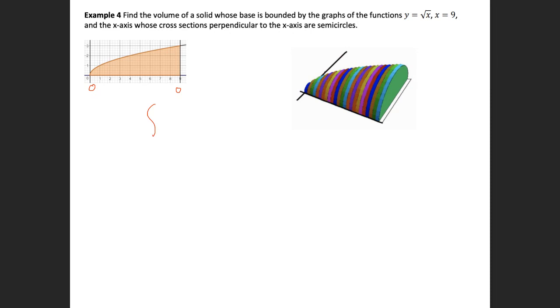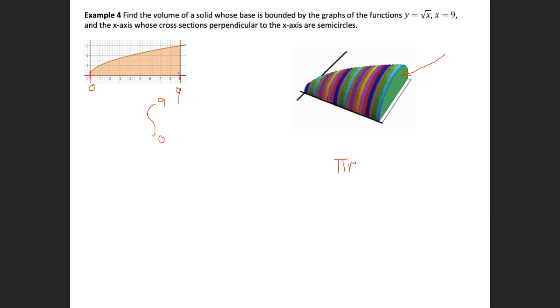It is the integral from the start to stop, so 0 to 9. And then all you have to do is find the area of one of the circles. Now, you don't have to find the area of a specific circle, any one of the circles. You just have to find a formula to find the area of one semicircle. Okay, so if I was going to do this problem, the first thing I would think about is, how do I find the area of a semicircle?